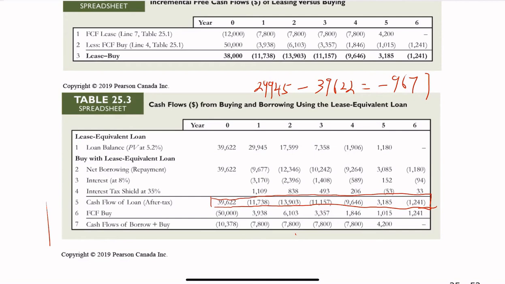These cash flows are the firm's incremental cash flows from using the lease equivalent loan. And then we also know the firm's cash flow from buying computers, right? So if we add up these two streams of cash flows, then we will be able to calculate the firm's cash flows of buying computers with the lease equivalent loan, right?